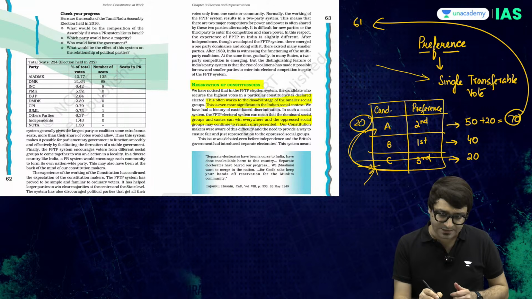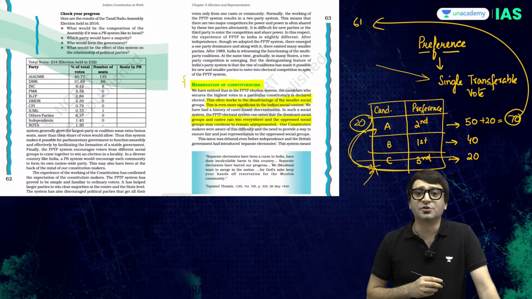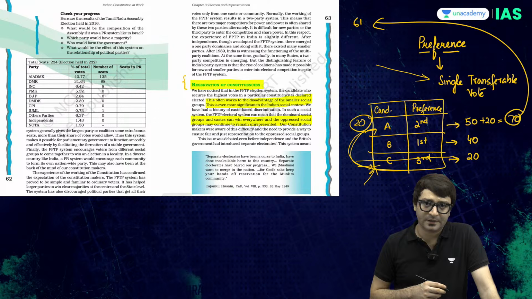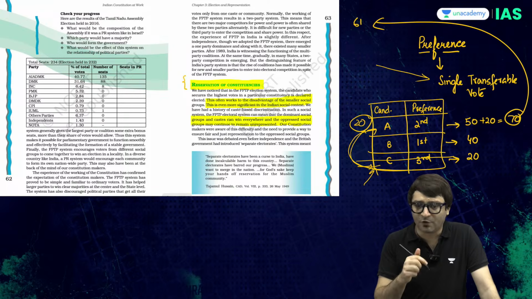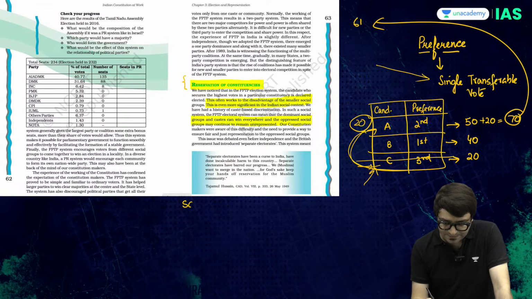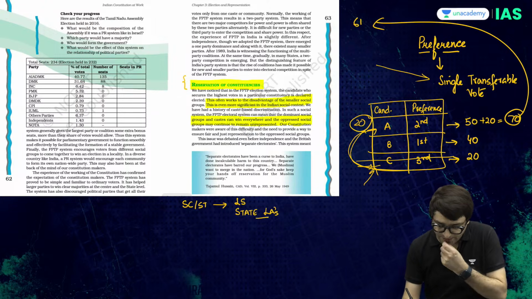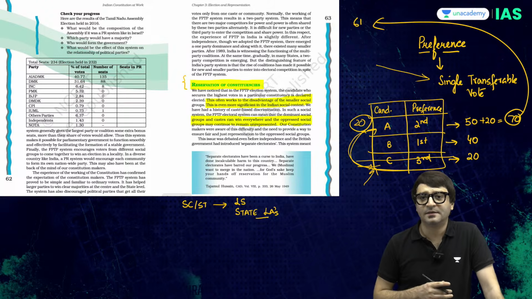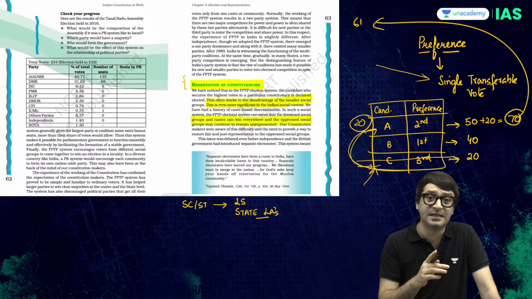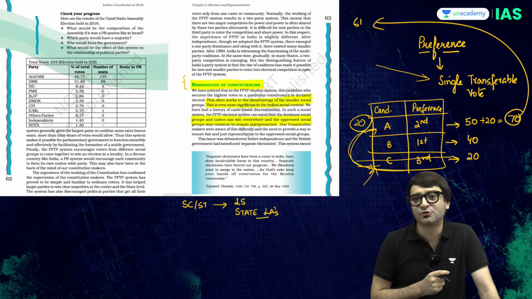But then there is something called reservation of constituencies. There are seats reserved for SCs and STs in Lok Sabha and in state legislative assemblies. There is no reservation for SCs and STs in Rajya Sabha. That's something that you have to keep in mind. But why reservation?